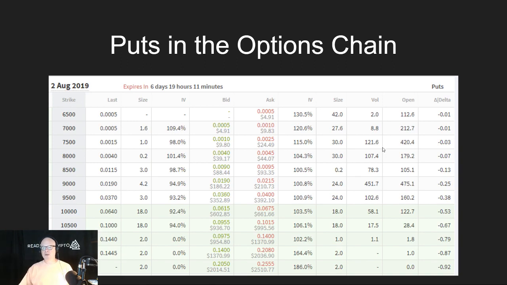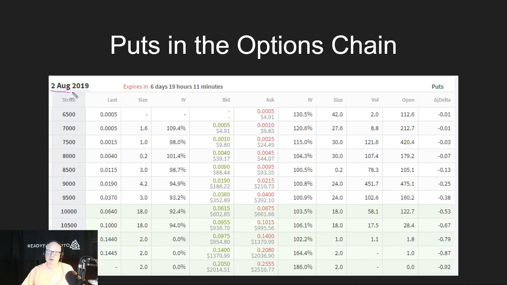So here we look at puts in the option chain, and I'll just spend a couple of minutes on this one. Some of you look at this and are like, oh my God, look at all these numbers out there. Can I just trade the spot and be happy with it? Well, yes, you can, but it just takes a little bit of knowledge. So let's look at some of the variables here that are in the option chain.